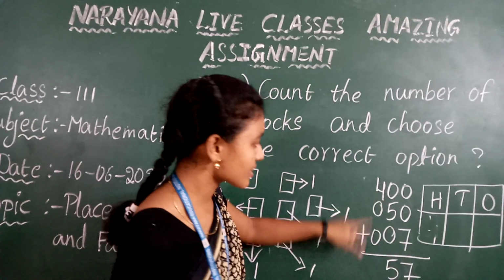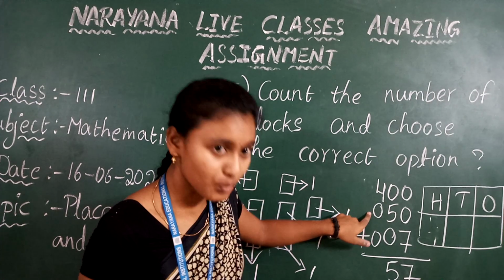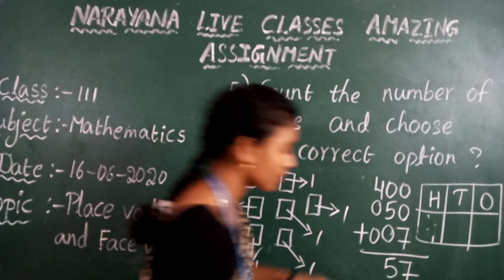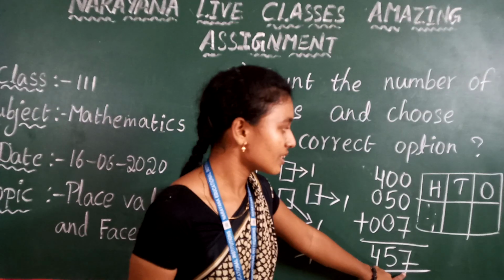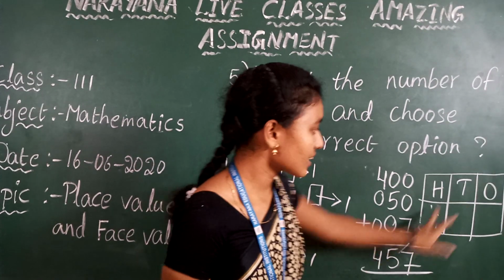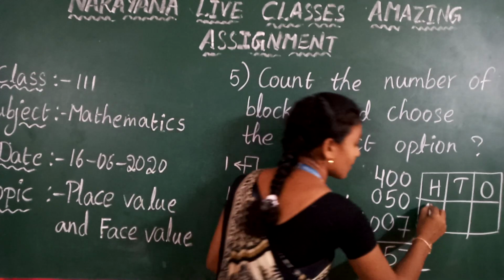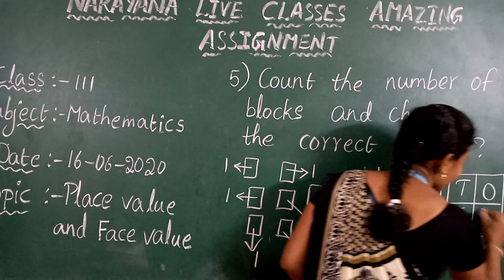Now we have to add these 3. 4 plus 0 is 4. 4 plus 0 is 4. So the answer is 457. So write this answer in these boxes. 457.